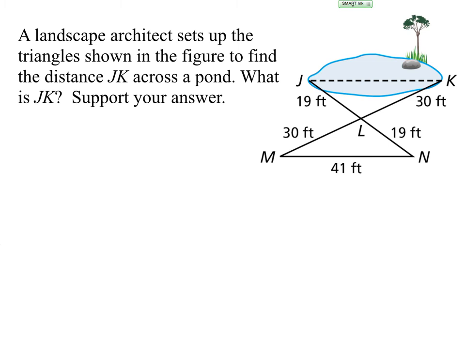It says a landscape architect sets up the triangles shown in the figure to find the distance of JK across the pond. So we're trying to find this length. What is JK and how can we come up with it? Can we get those to be corresponding parts of congruent triangles? Because if so, we'll be able to tell what the measurement is. Can you get the 2 triangles congruent? Give me something, Nathan. Sides or angles that you know congruent?